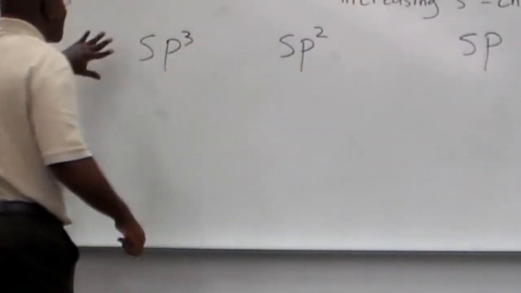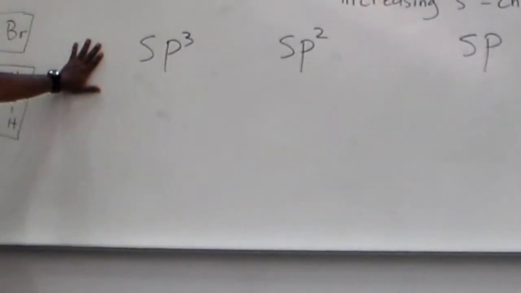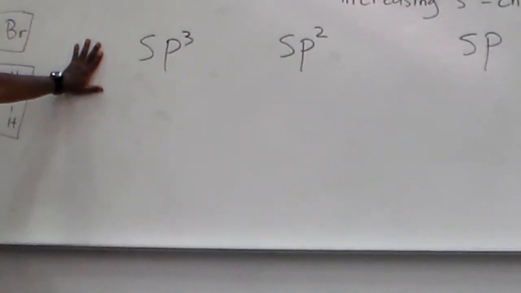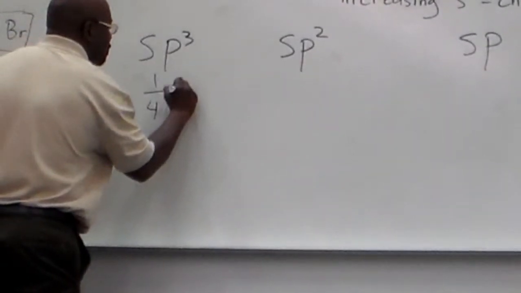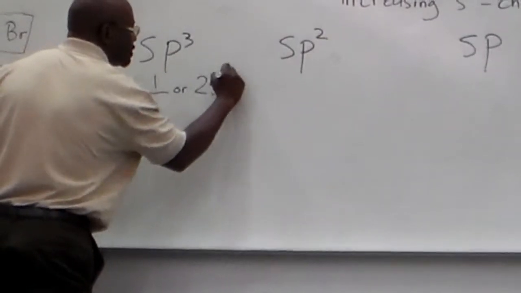If I was looking at sp3, how many total orbitals am I looking at? How many s orbitals do we have? One. How many p orbitals? Total, I have 4 orbitals. Of those 4 orbitals, how many are s? 1 out of 4, or 25% s.